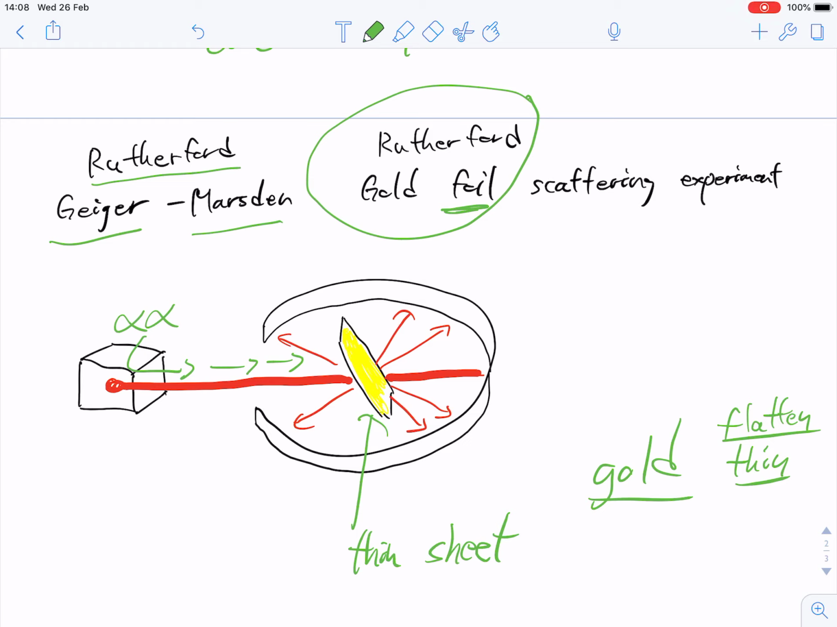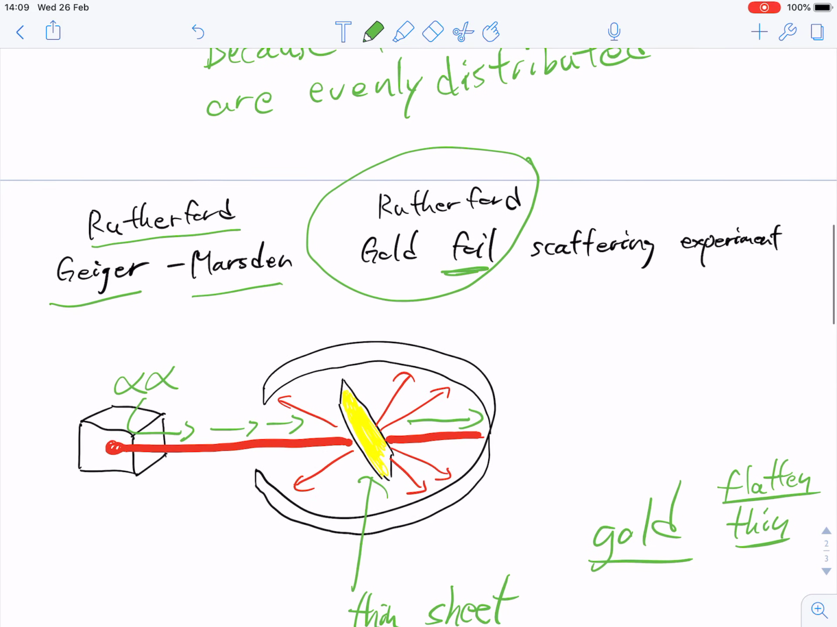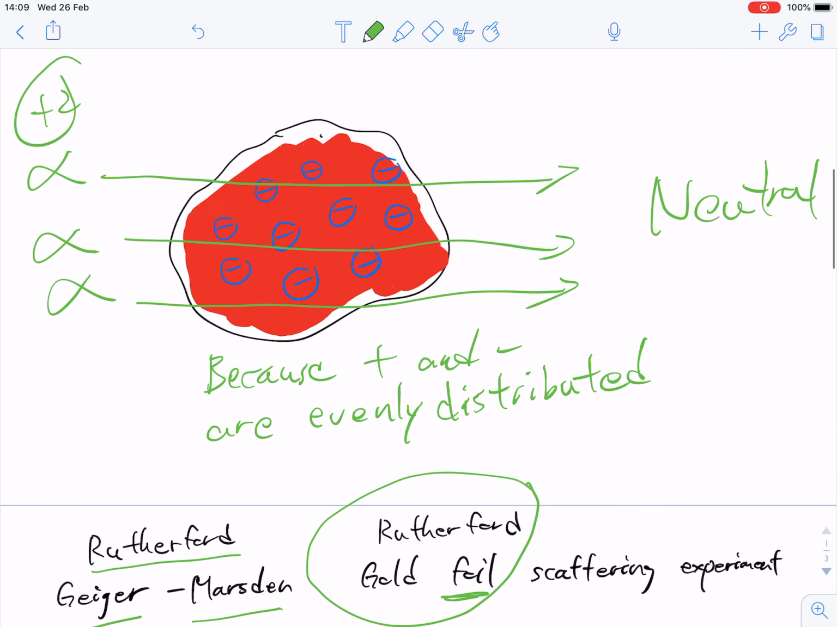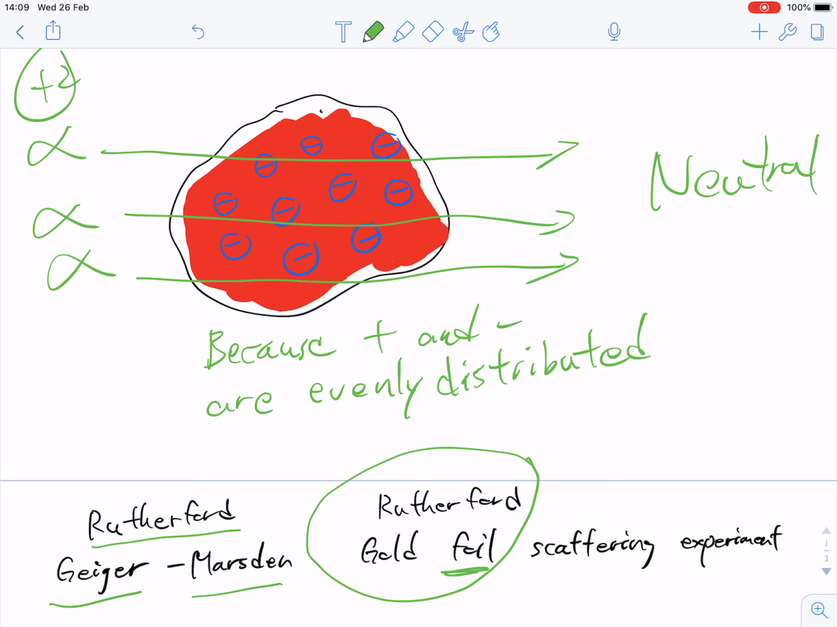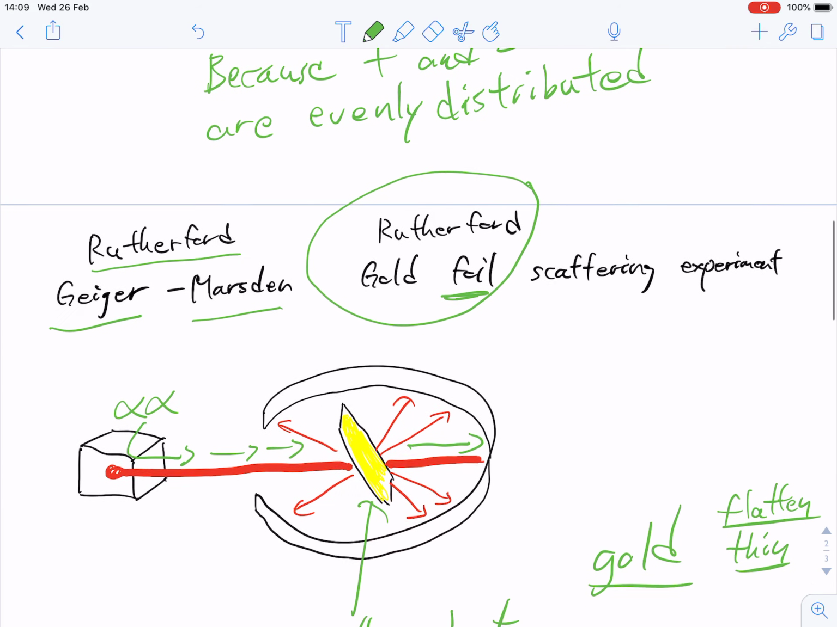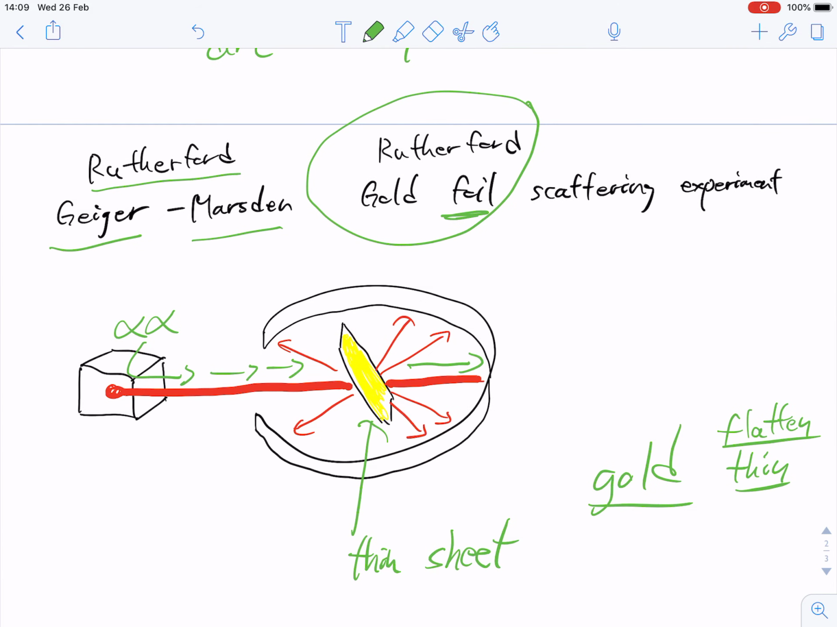And so what they saw was that most of the particles actually passed straight through. And that was starting to suggest that the plum pudding model was correct, right? Exactly what we saw here, right? So that the alpha particle should pass directly through because it was neutral. Now, here is where things get interesting.